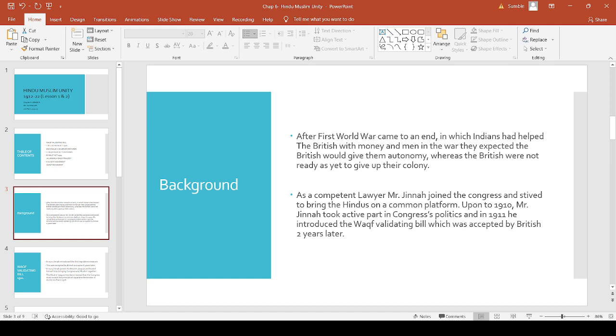As a competent lawyer, Mr. Jinnah joined the Congress and strived to bring the Hindus on a common platform. In 1910, Mr. Jinnah took an active part in Congress's politics, and in 1919, he introduced the Waqf Validating Bill, which was accepted 2 years later by the British.